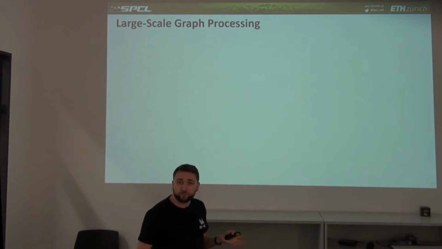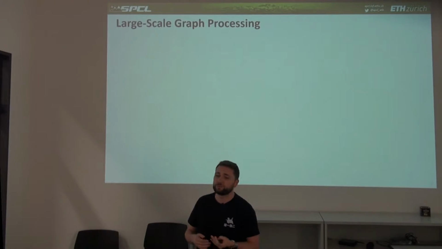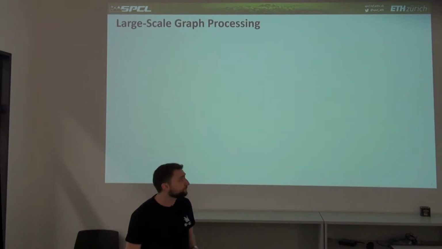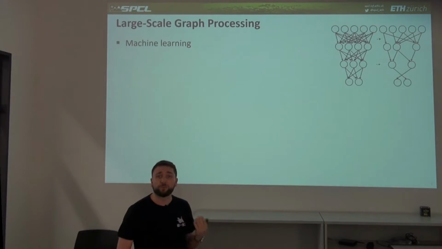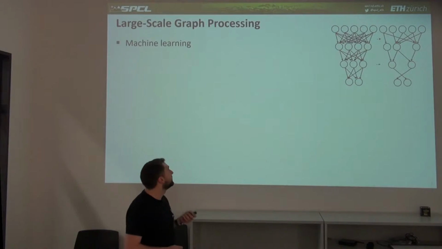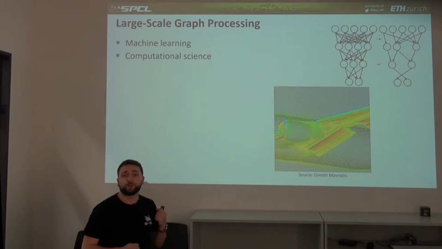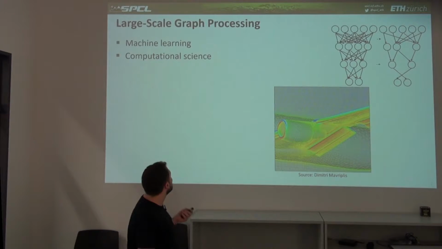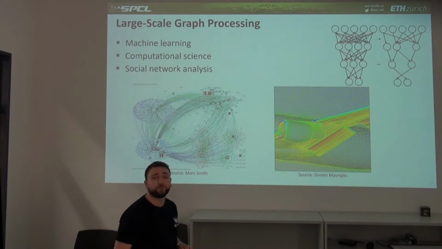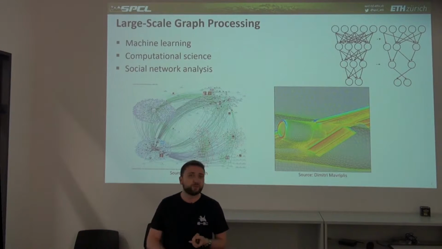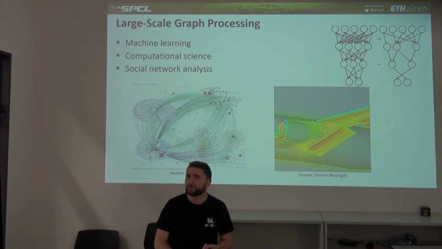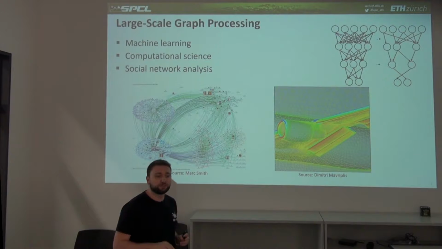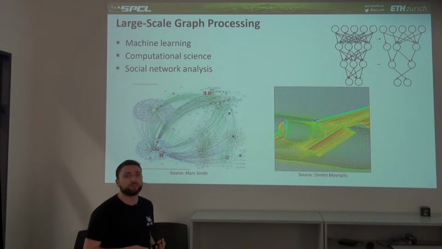So, as you all probably know by now, graphs, and large-scale graphs, to be exact, are everywhere. In machine learning, where problems are getting larger and sparser, computational science, where every unstructured grid essentially uses a graph to perform all the computations, and in social networks, where it is used for community and anomaly detection. So essentially, we have these graphs, and we need to start processing them.